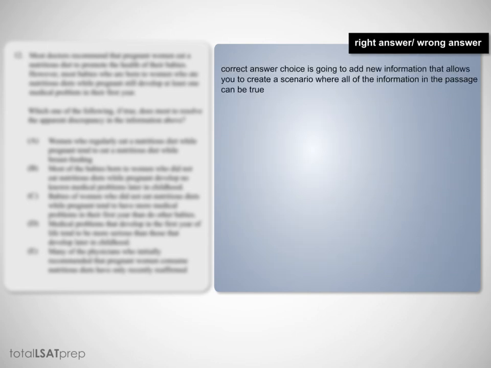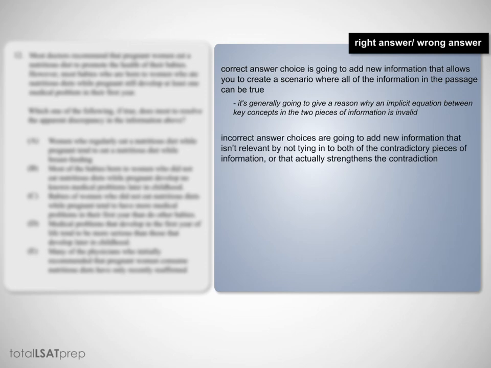Okay, in terms of right answer and wrong answer, the correct answer choice is going to add new information that allows you to create a scenario where all of the information in the passage can be true. It's generally going to give a reason why an implicit equation between key concepts in the two pieces of information is invalid. The incorrect answer choices are going to add new information that isn't relevant by not tying in both of the contradictory pieces of information, or that actually strengthens the contradiction.